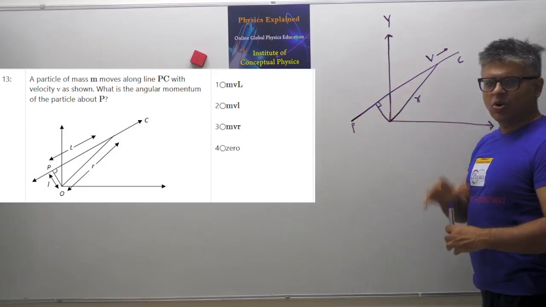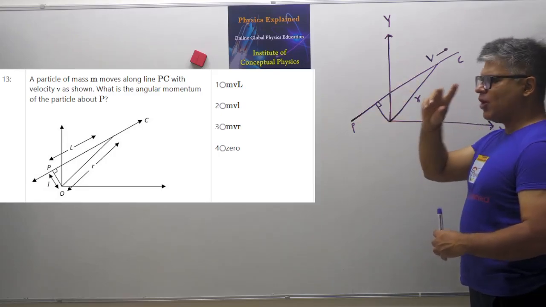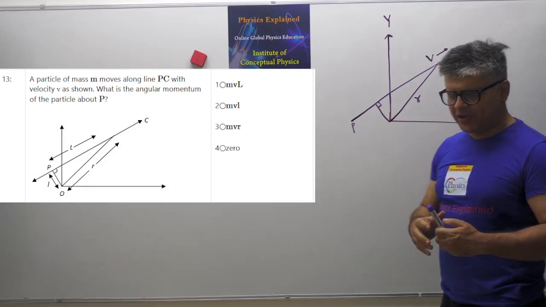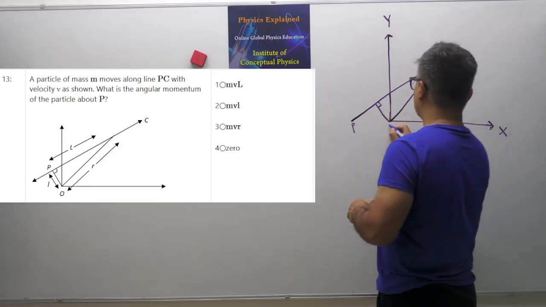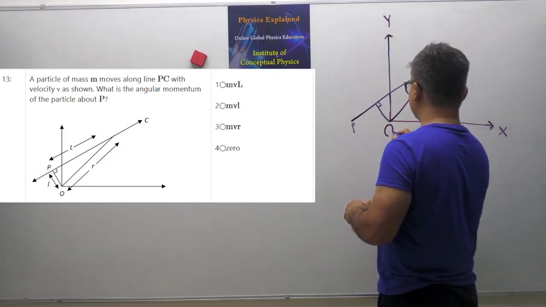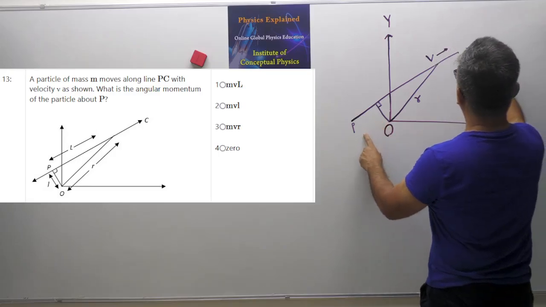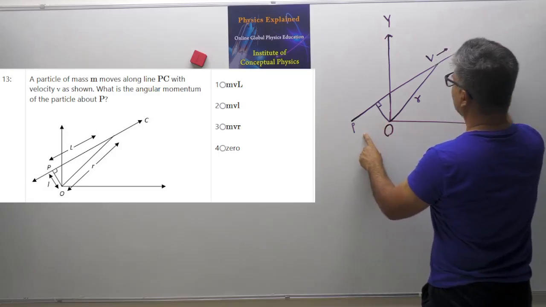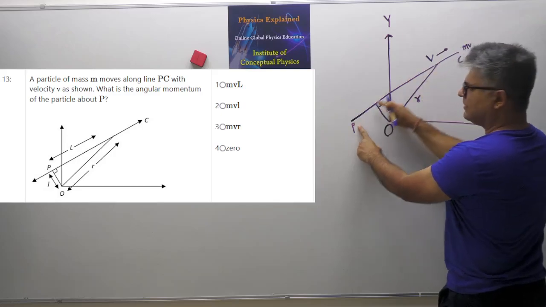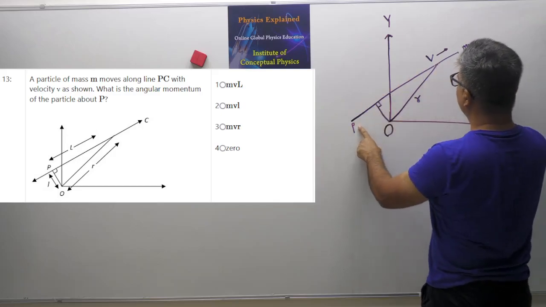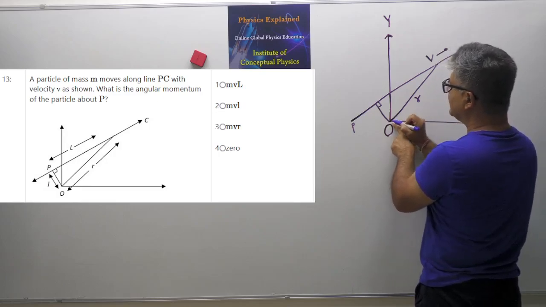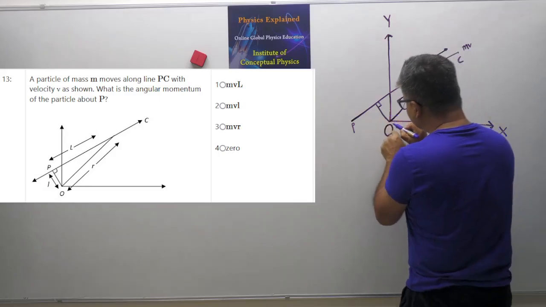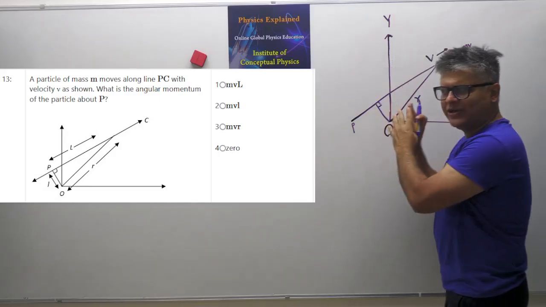Now what I have been doing in the previous questions is finding the angular momentum about this point. And what I've been recommending is, if you know the direction of the linear momentum, you drop a perpendicular from the point about which the angular momentum is being found. So here's that perpendicular. We have been doing these questions.